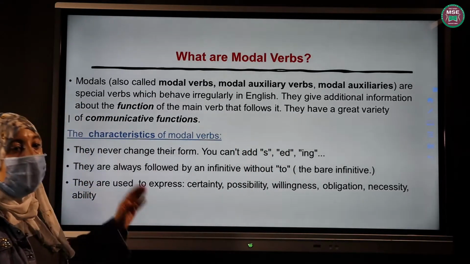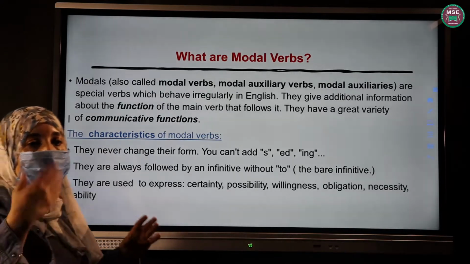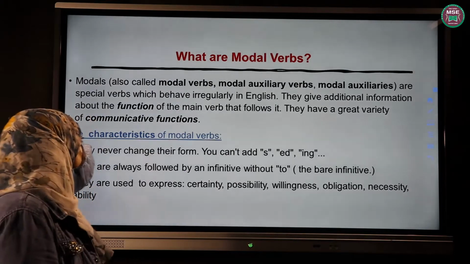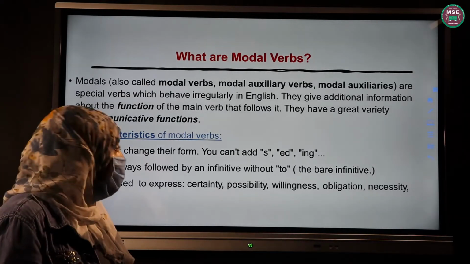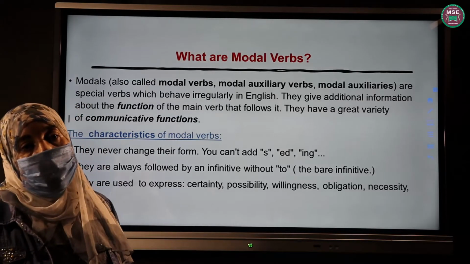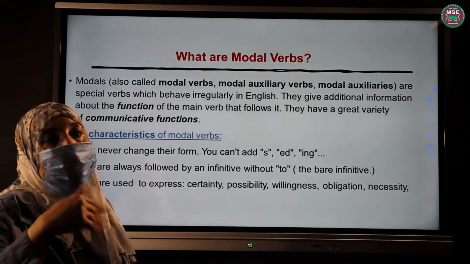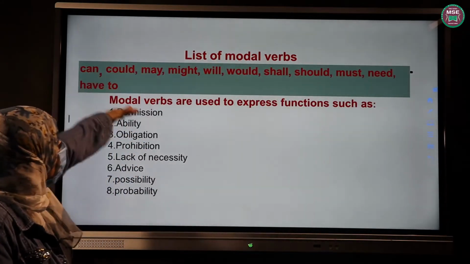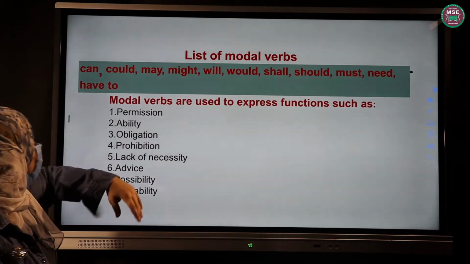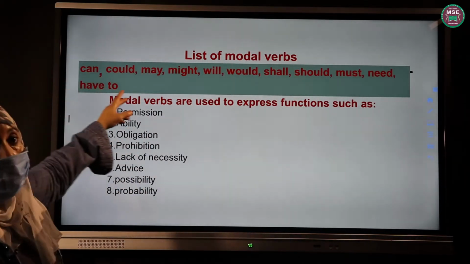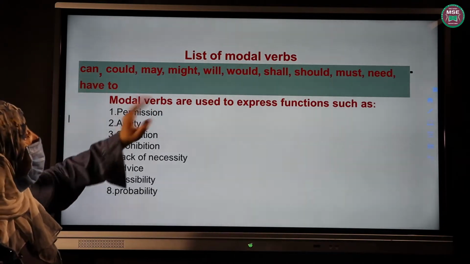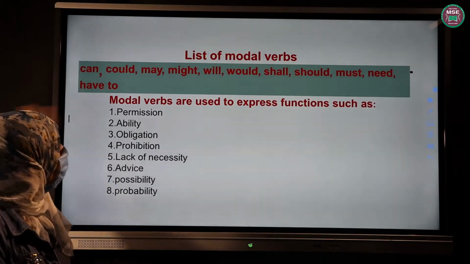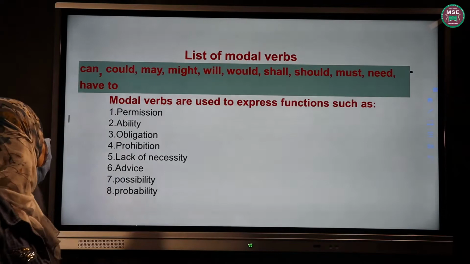They are used to express what? These modal verbs, can, could, shall, should, will, would, as I said to you, can express certainty, possibility, willingness, obligation, necessity, or ability. These are the functions, or the usages, of these modal verbs. Here is a list of the modal verbs: can, could, may, might, will, would, shall, should, must, need, and have to.